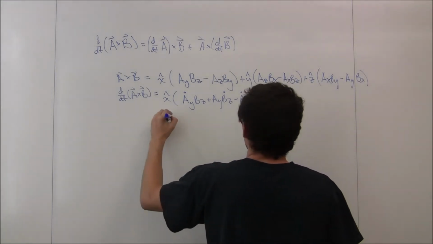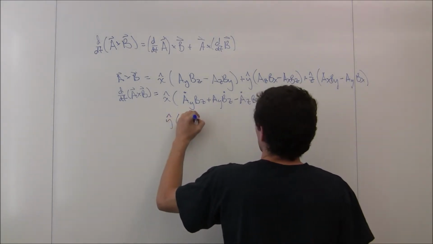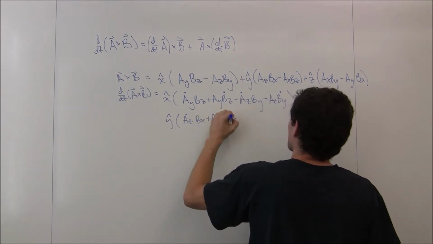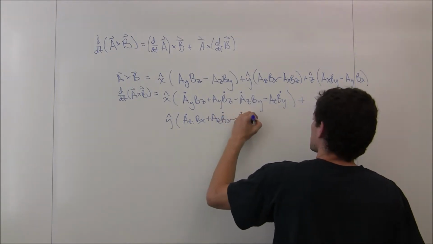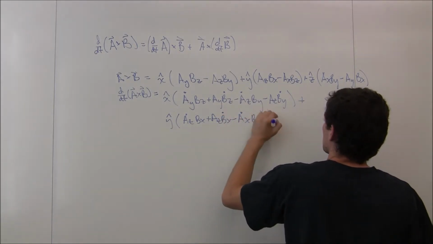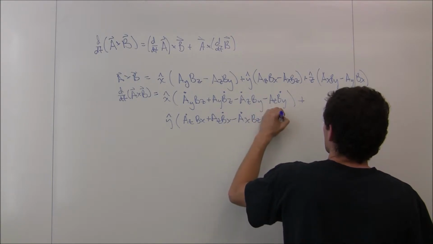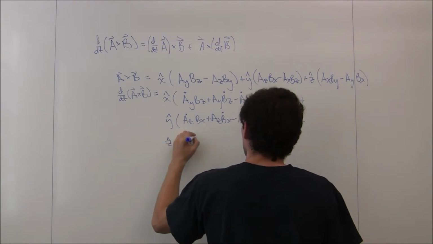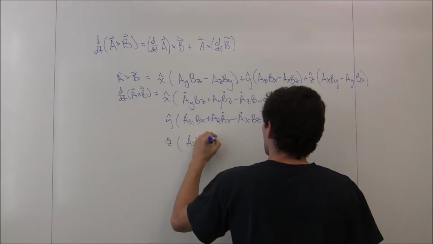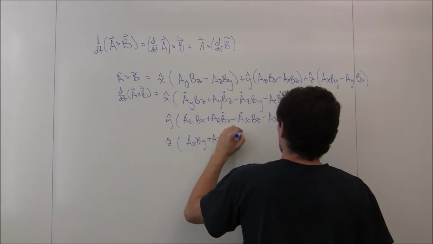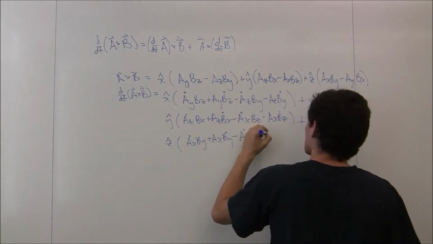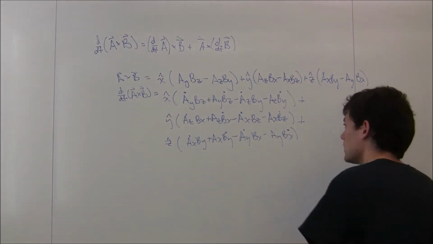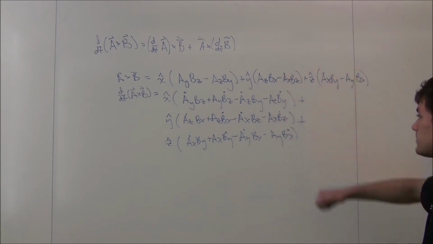plus y hat times (az dot bx plus az bx dot minus ax dot bz minus ax bz dot) plus z hat times (ax dot by plus ax by dot minus ay dot bx minus ay bx dot). So there's quite a bit of algebra here.